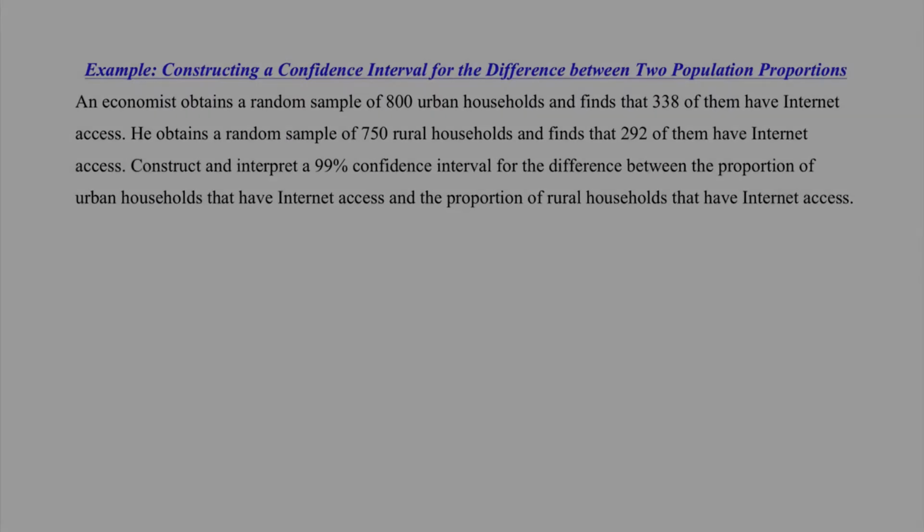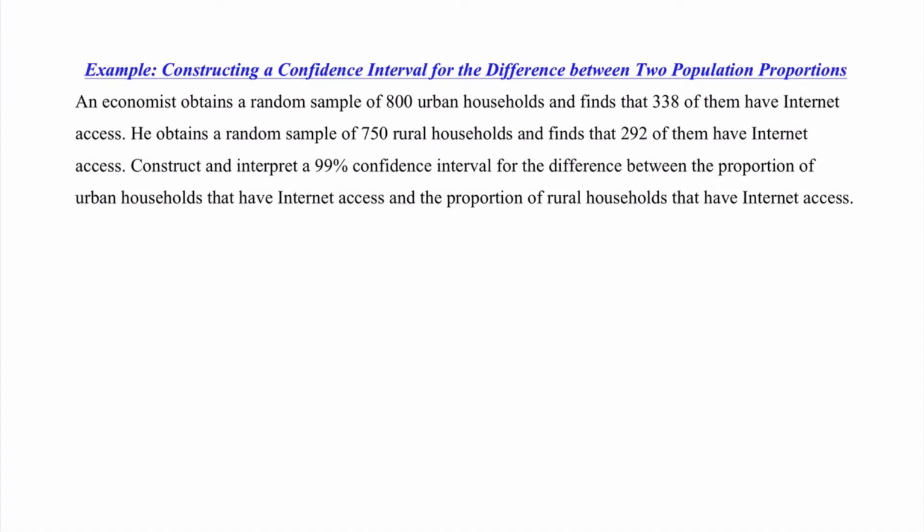Heading into our example then, we're reverting back to the previous example where an economist obtained a random sample of 800 urban households and finds that 338 of them have internet access. He obtained a random sample of 750 rural households and found that 292 of them had internet access. But this time, as opposed to conducting a hypothesis test, we're asked to construct and interpret a 99% confidence interval for the difference between the proportion of urban households that have internet access and the proportion of rural households that have internet access.